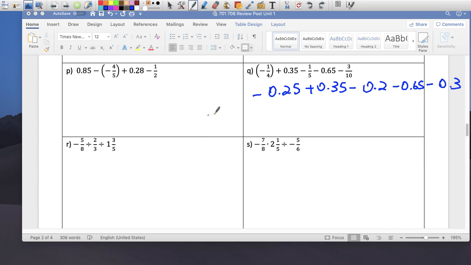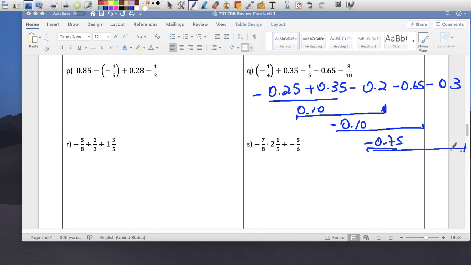And then just add the numbers, right? So you can add these two together. It's going to be 0.10 positive. And then you're going to do these two together up to here. And that's going to give you negative 0.10. And you can do these two, it's going to give you negative 0.75. And if you do this one with negative 0.3, it's going to give you negative 1.5.